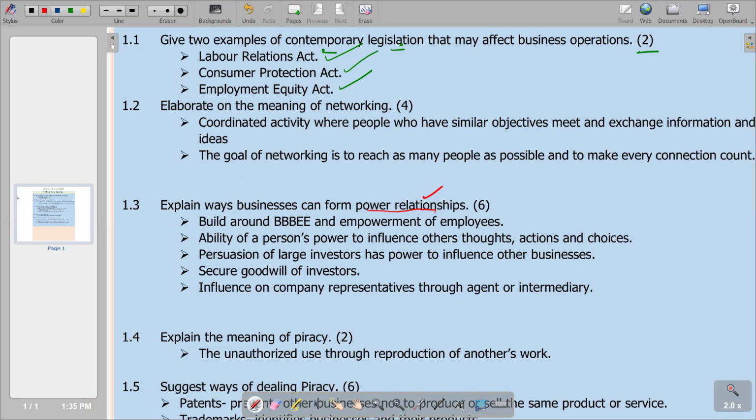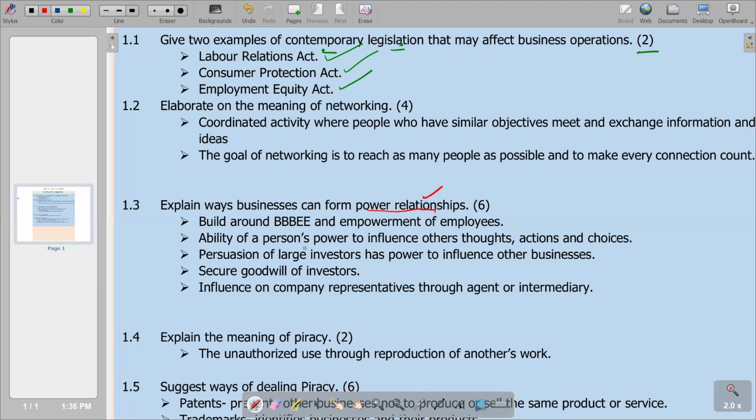So that's what we have in the power relationship setup. This is exactly what is being explained by the points beneath. The first point is saying build around the essence of building around triple BEE and empowerment of employees. And we know that triple BEE stands for broad-based black economic empowerment. So these are the settings that we have in terms of the first point.